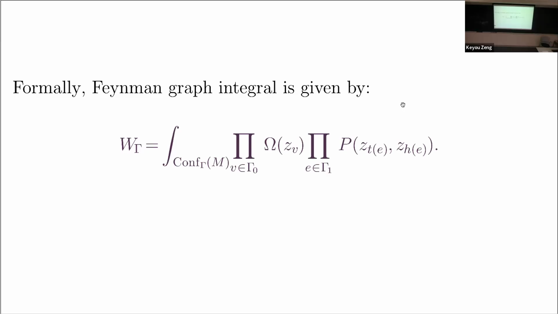Maybe you are talking about the Feynman path integral, I guess. But that's not what I want to talk about today. I want to talk about Feynman graph integrals, which just means those integrals that appear in perturbative quantum field theory. So you're going to integrate over a configuration space of points on a Calabi-Yau manifold. Yes. Okay. Thanks. Any other questions?